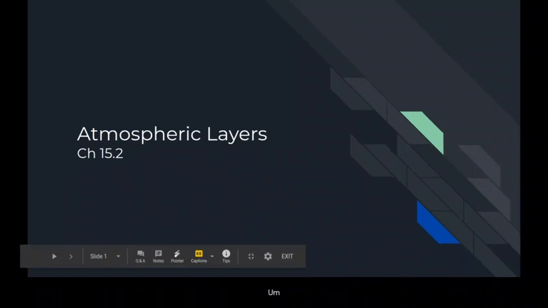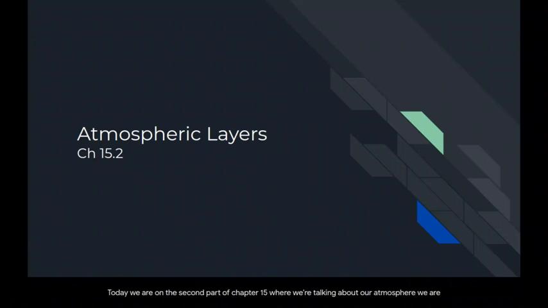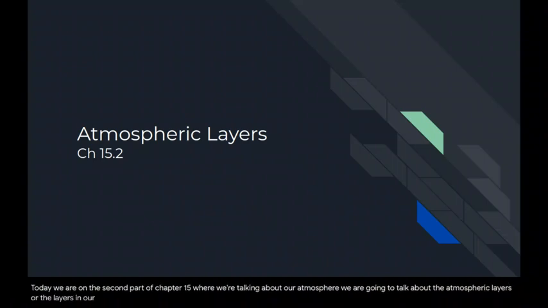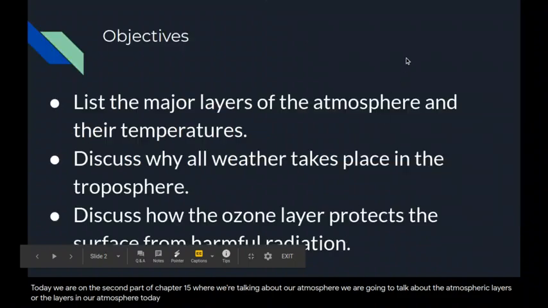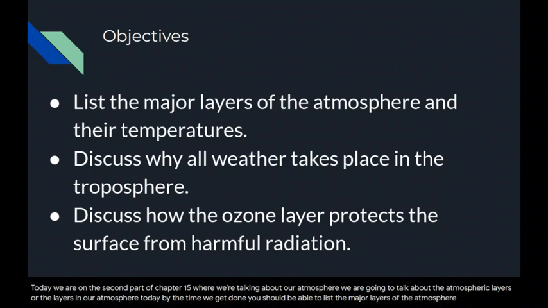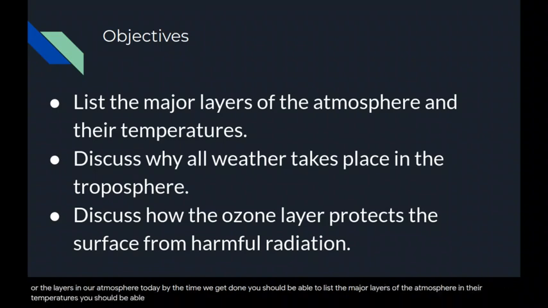Today we are on the second part of chapter 15, where we're talking about our atmosphere. We are going to talk about the atmospheric layers, or the layers in our atmosphere, today. By the time we get done, you should be able to list the major layers of the atmosphere and their temperatures. You should be able to discuss why all weather takes place in the troposphere, and to be able to discuss how the ozone layer protects the surface from harmful radiation.